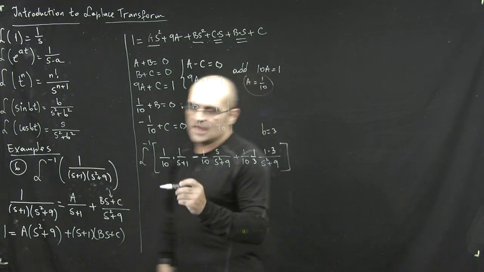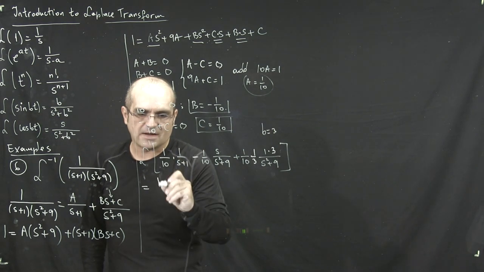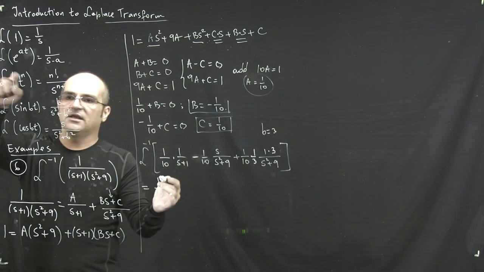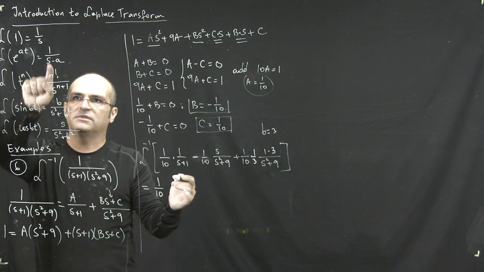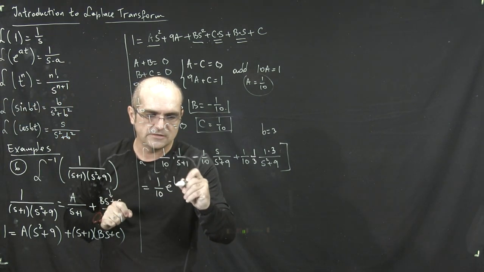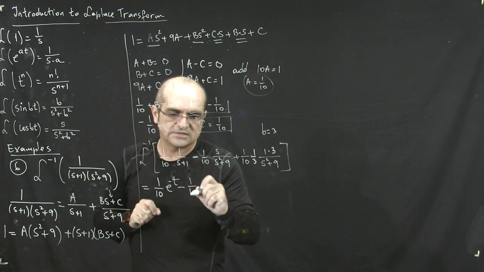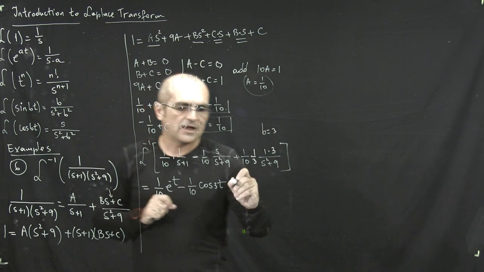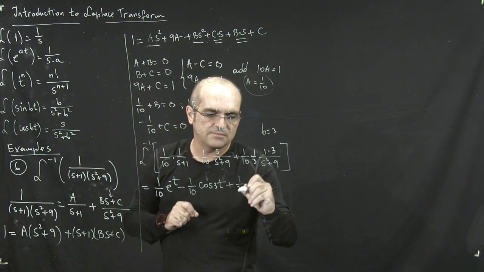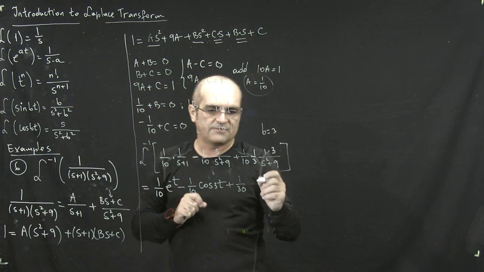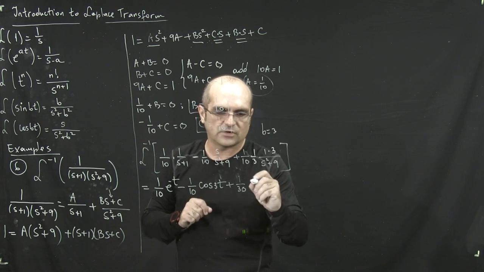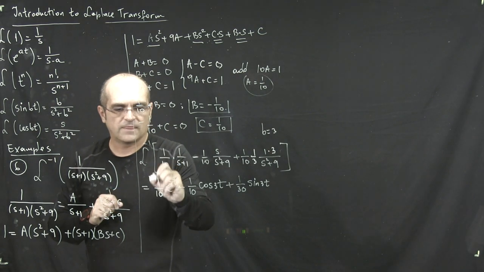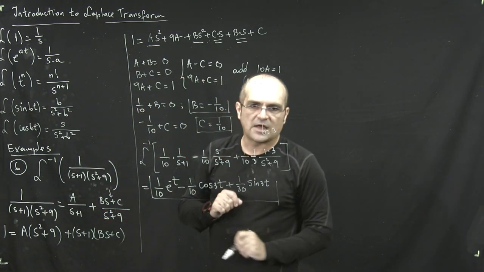So now I can use the linearity property. Let's just use it directly and use the formula. So 1 over 10 comes out. L inverse of this becomes e to the minus t. Minus 1 over 10, this goes into cosine of 3t. And this 1 over 30 comes out, and you're left with sine of 3t. And that's going to be your answer.